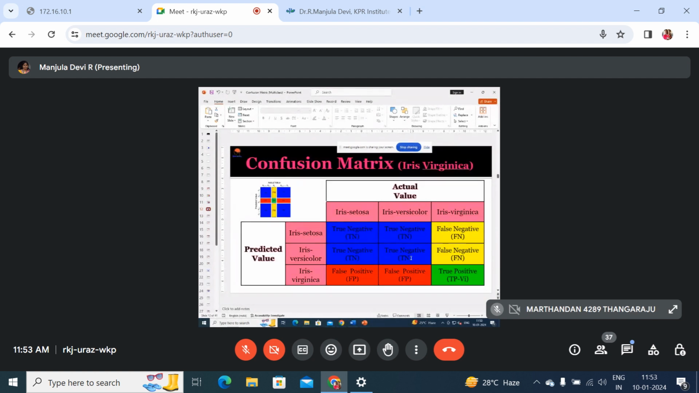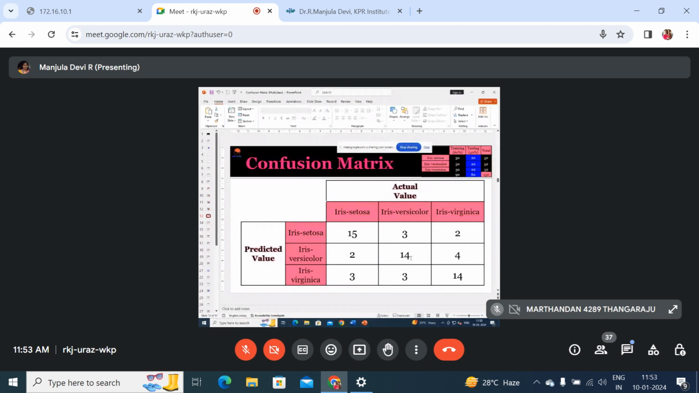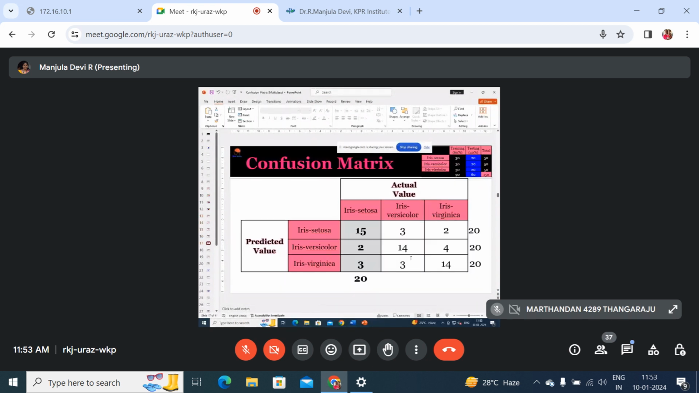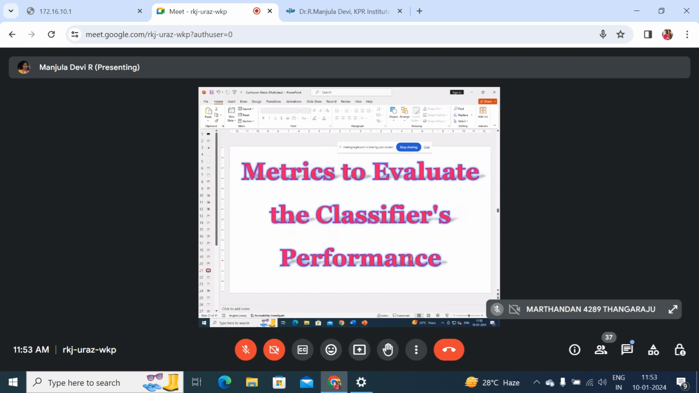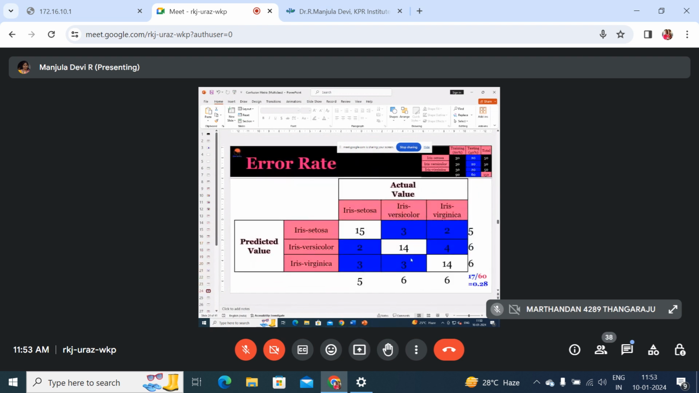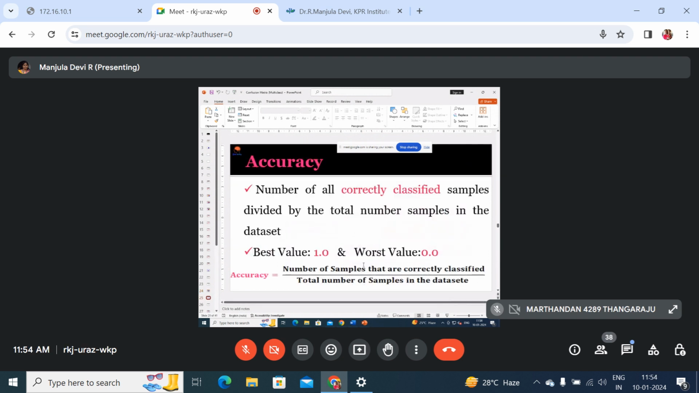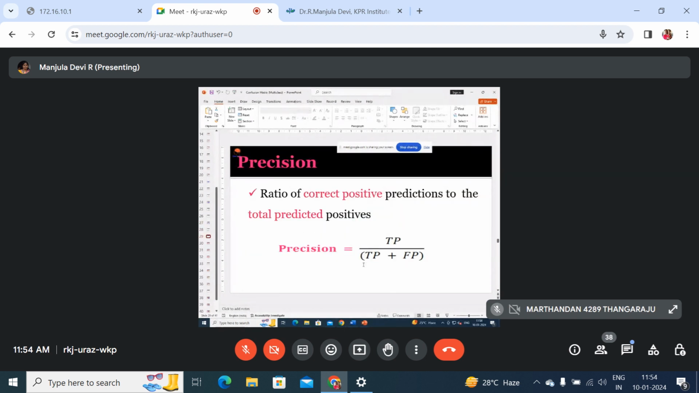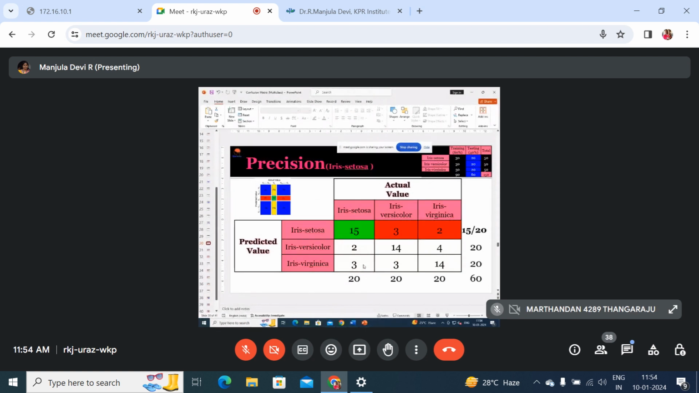Depending upon the number of classes, this confusion matrix will vary. So from the values you will be taking everything. Here the iris predicted value we have taken. For accuracy, this is the correctly classified value: 15 plus 14 plus 15 is accuracy. This is the accuracy value for iris setosa. Accuracy means 15 plus 14 plus 14. So this is the way that you have to calculate it. This is for only one class, so the remaining classes you have to go through.